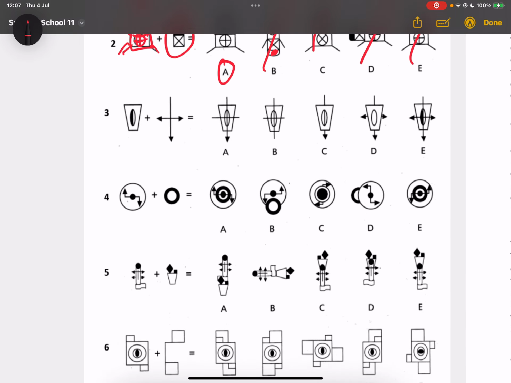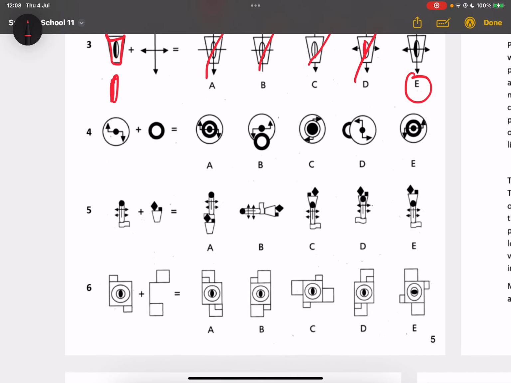And then 3. So 3, we have this trapezium here with an oval and then black on the left side. And then we have a cross with 3 arrowheads. So we can cross out A for the arrowheads, B for the arrowheads, C for the arrowheads, and then it's between D and E. We can see that the shapes aren't overlapping. Well, we have the trapezium on top for D, but there isn't any black side here, so it's not D, and that means that 3 is E.